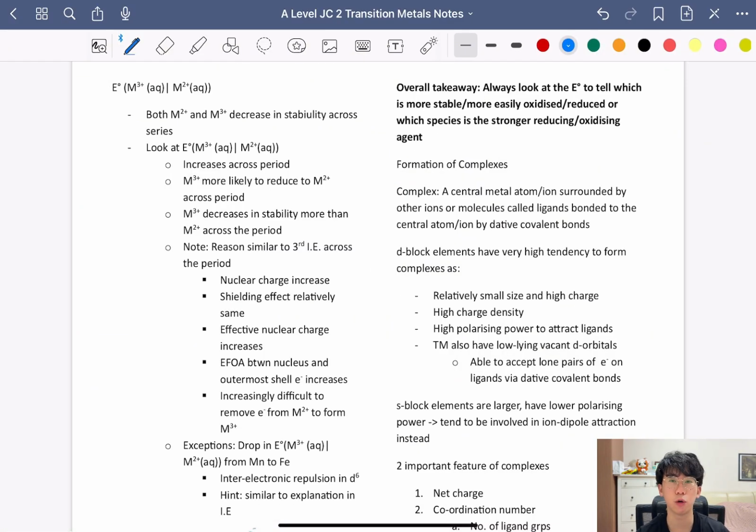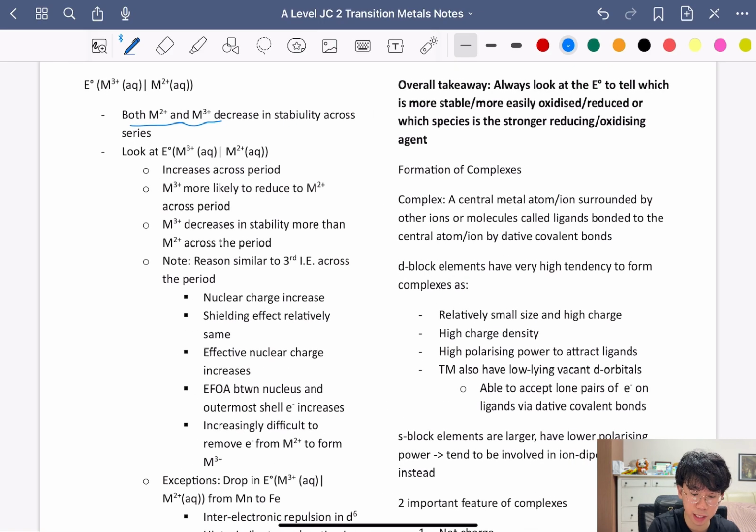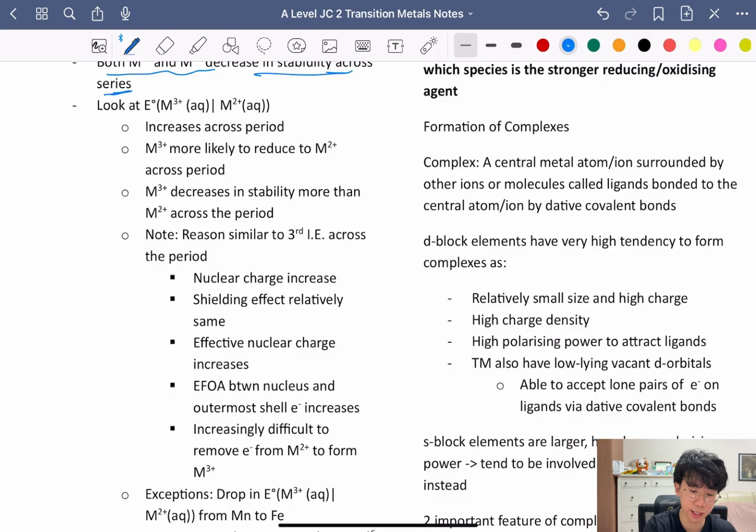Now, how about the E0 value of M3+ to M2+? Well, if you look at both M2+ and M3+, they decrease in stability across the series, as we've seen just now in my previous explanation. But if you look at this E0 value, you see that this E0 value increases across the period, meaning M3+ is more likely to be reduced to M2+ across the period. M3+ will also decrease in stability more than M2+ across the period, judging by this E0 trend.